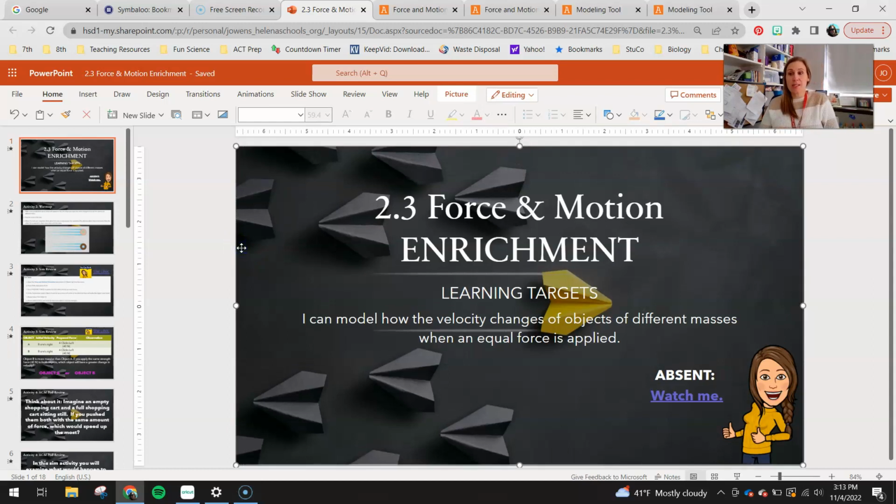Hey 8th graders, if you're watching this video, you're going to be completing the 2.3 Force in Motion Enrichment assignment today. Basically, we did the 2.3 Force in Motion assignment where you had the modeling tool where you had to model potential masses of different pods to figure out how they might respond differently to the same thrust or force.